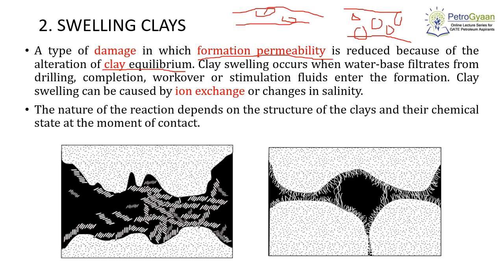This is the kaolinite clay, which has a structure such that if it swells, it will act as a bridge between the pores. This type of structure is generally observed in the illite clay. So illite clay will totally isolate the pore, and whatever fluid is available in this pore, we can't produce that fluid.